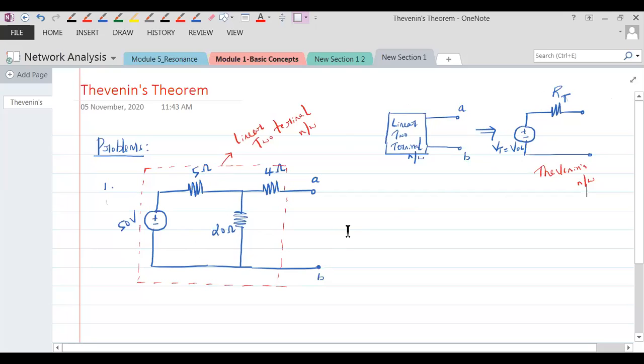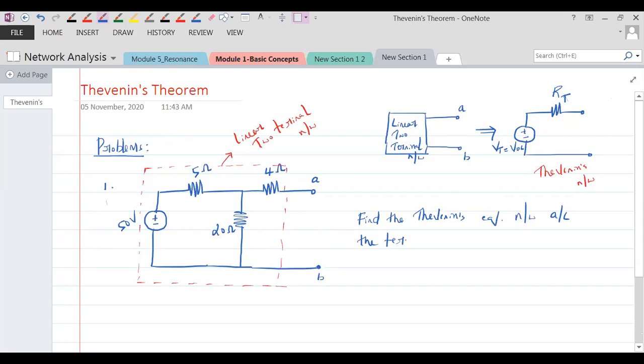So what is the question? Question goes like this. Everybody look at this. Find the Thevenin's equivalent network across the terminals A, B. This is the question. So across the terminals A, B, you have to find out the Thevenin's equivalent circuit, means you have to find out RT and VOC.